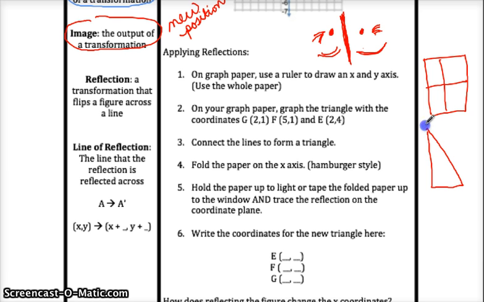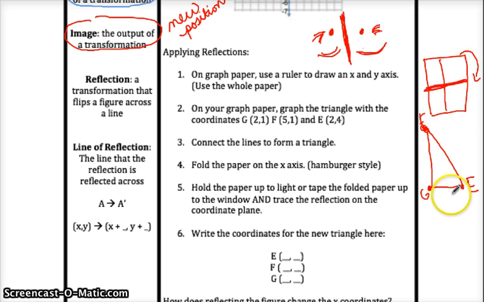You should have a G, an F, and an E. Actually, this will be F, this will be G, and this will be E. It'll look something like this. Then connect the lines to form a triangle, which I just did. And you're going to fold the paper on the x-axis on this one. You're going to fold this piece down, like you did in kindergarten, hamburger style.